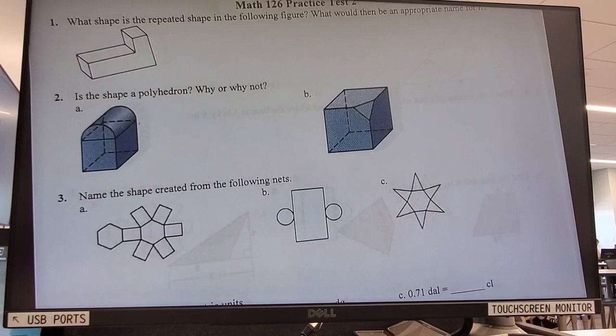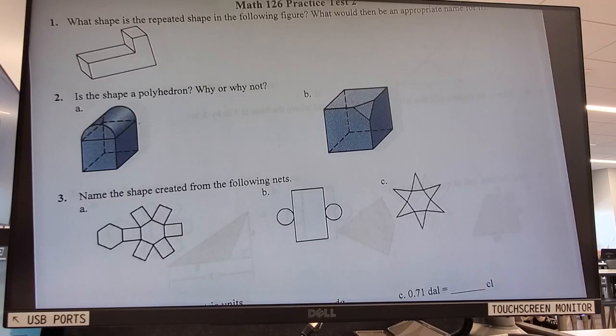And of course 2A, what's the problem with 2A, poor little 2A? Yeah, it's got a curved top, so the top is not a polygonal surface, so it can't be a polyhedron, poor little guy. It could be a mailbox. Okay, you guys, is that right?